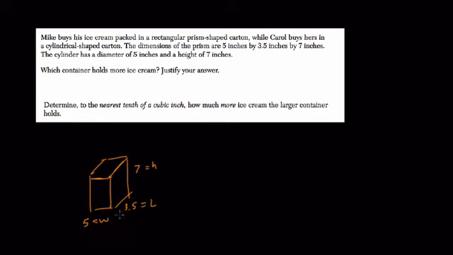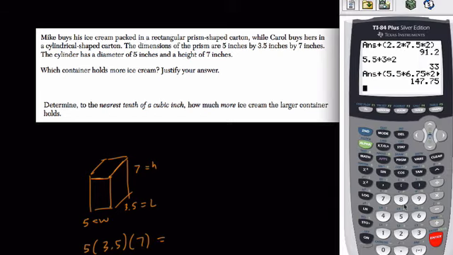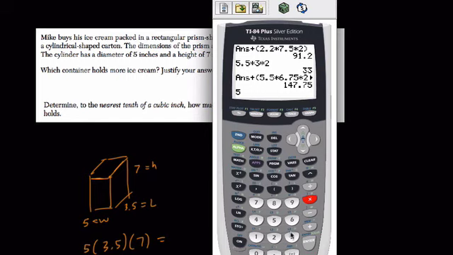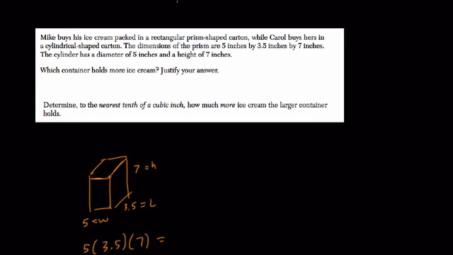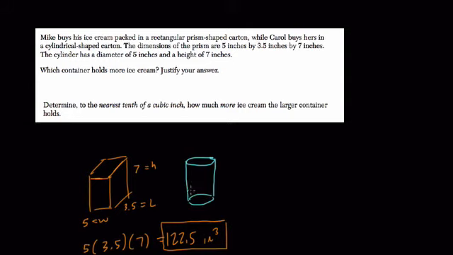So the volume would just be these three things multiplied. 5 times 3.5 times 7, right? So let's just figure out what that is real quick. 5 times 3.5 times 7 is 122.5. So we have our volume. That's how many cubic inches this holds. The cylinder, however, will be different, I think, because here the diameter is 5. Okay, so we have the cylinder, and the height's the same. Okay, so diameter is 5 here. Let's say d equals 5, and the height is 7.